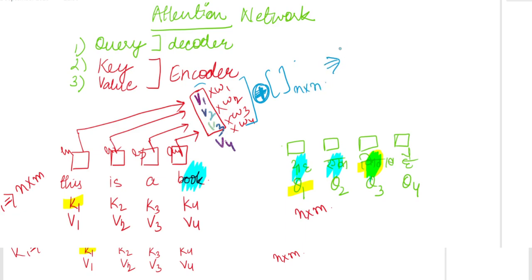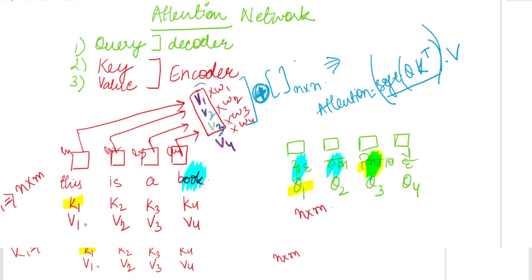Okay, and what's the formula for this? Attention equals softmax of query key transpose. So this is the weight: query key transpose and softmax. This whole thing is the probability or the weight, and then it is multiplied by V. V is nothing but this embedding. So V1, V2, V3, V4 are multiplied by these weights, and then all four are added, and whatever you get is the final attention vector.